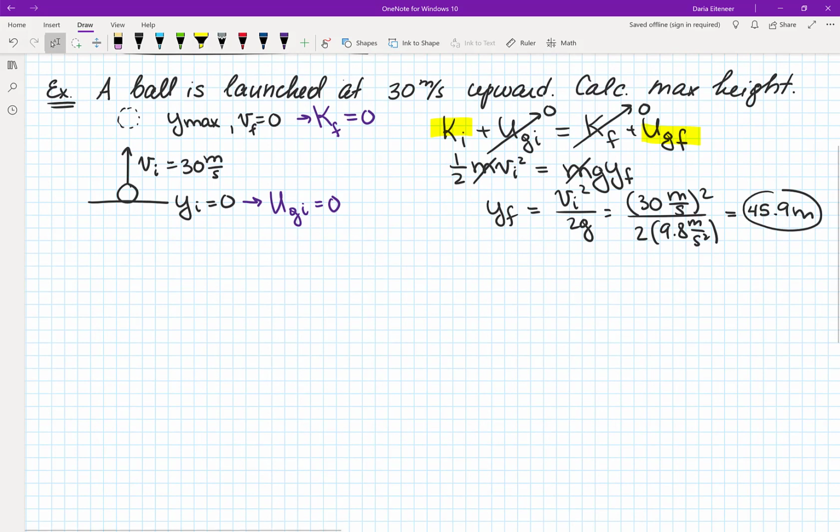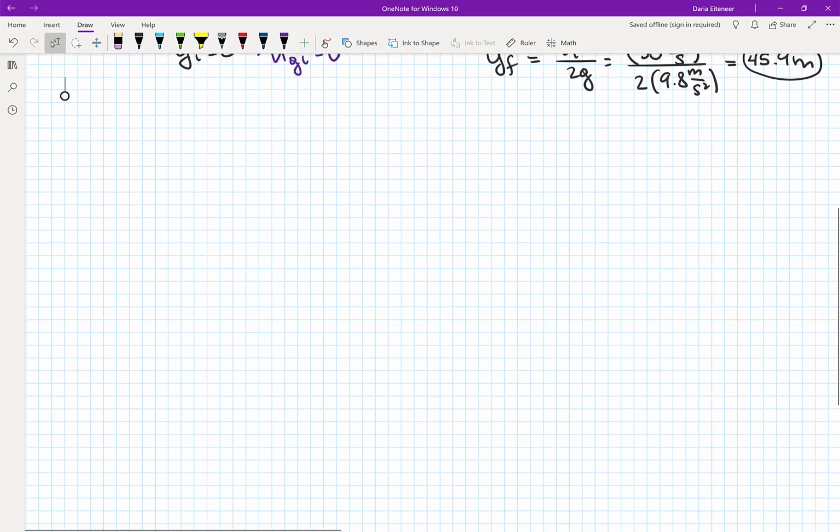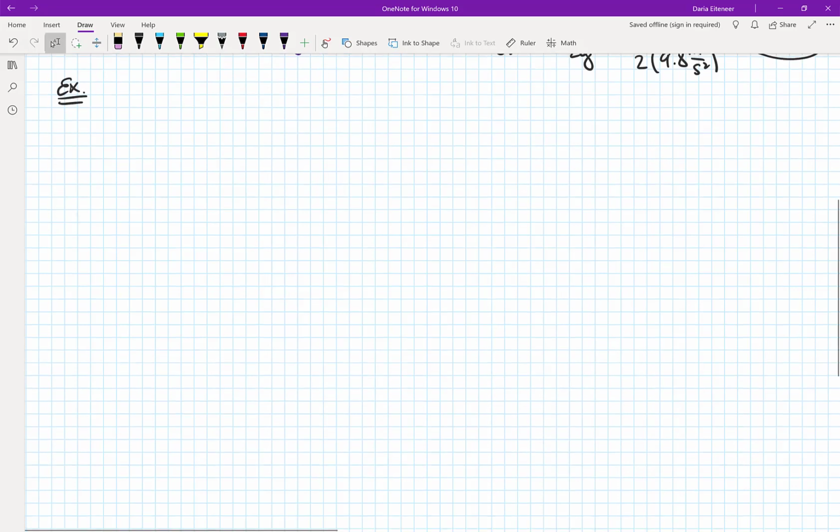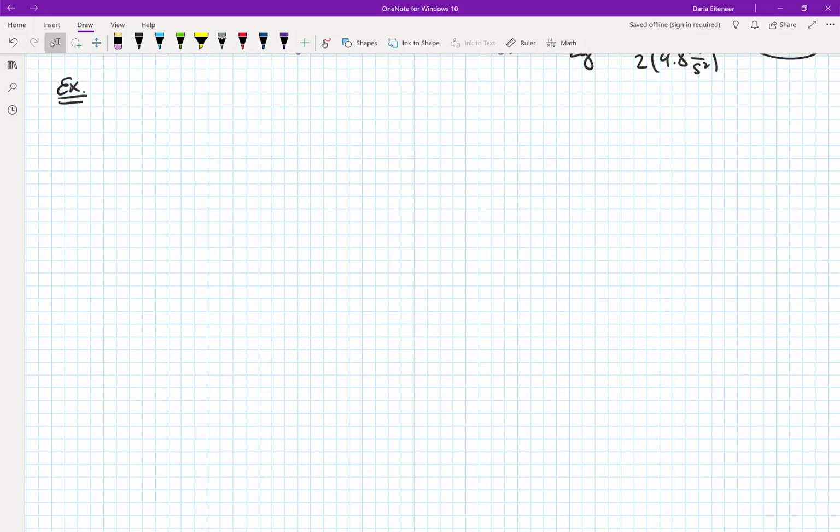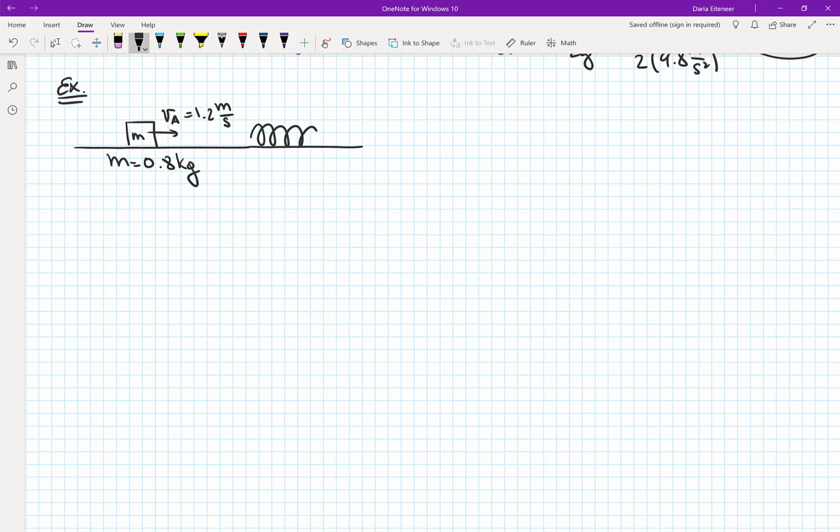Let's take a look at another example. In this example, we have a block moving at velocity VA. We'll know the mass of the block. VA is equal to 1.2 meters per second. So this block, given an initial velocity, is moving to the right, and then eventually it encounters a horizontal spring of negligible mass and a spring constant of 50 newtons per meter.